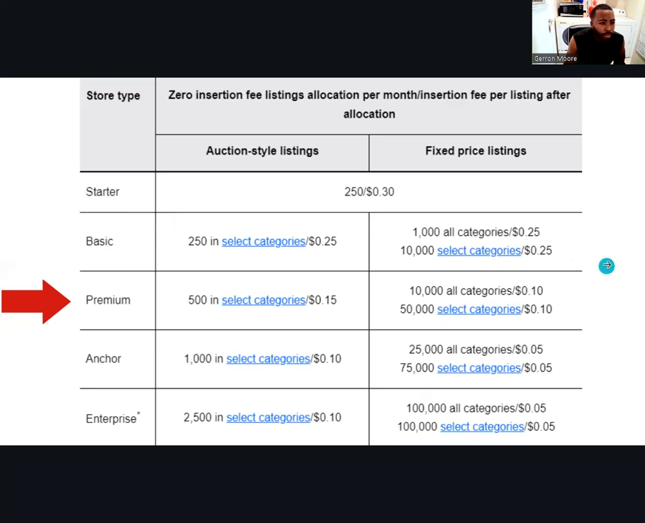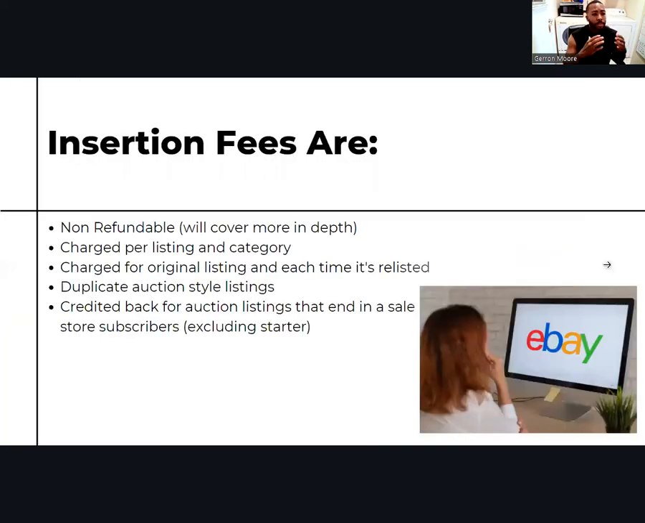As we progress, we need to understand something about the insertion fees. Once you've used up your allowance, you have to understand that the insertion fee is non-refundable. I'm going to cover this a little more in depth in either the next slide or the slide after that, but you don't get that back.